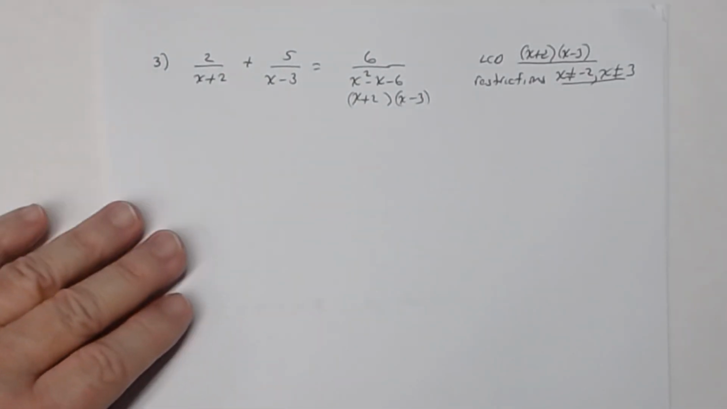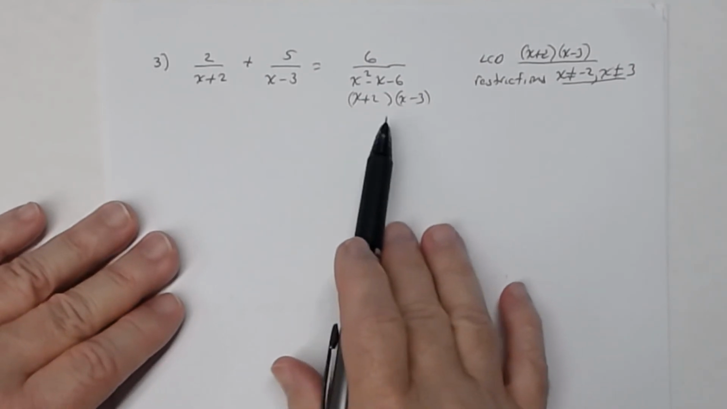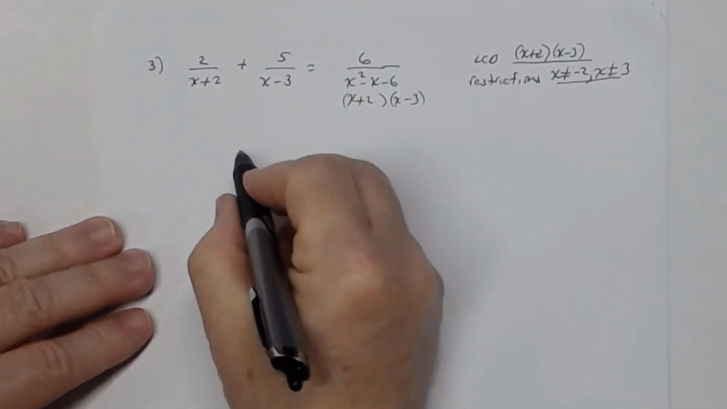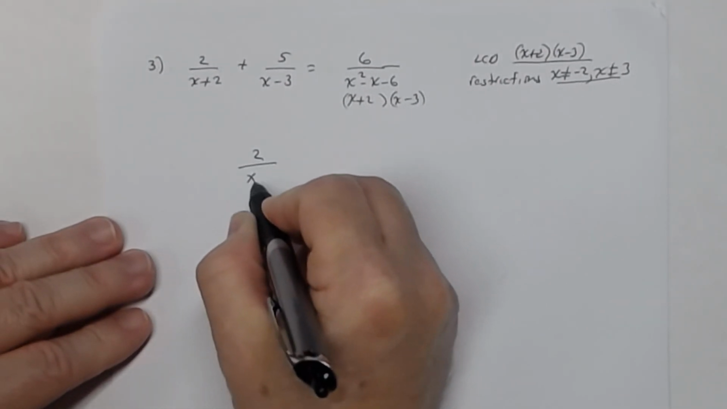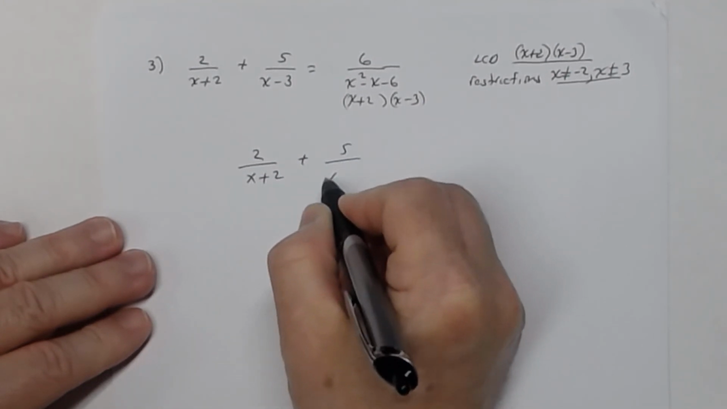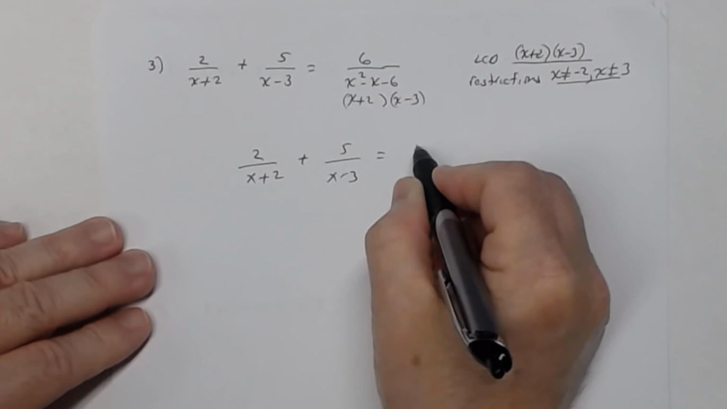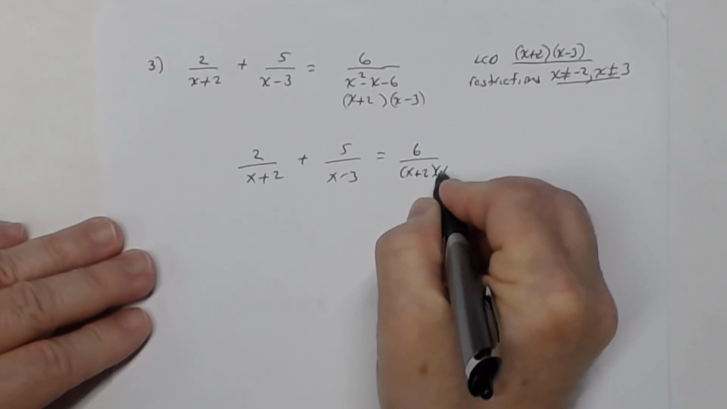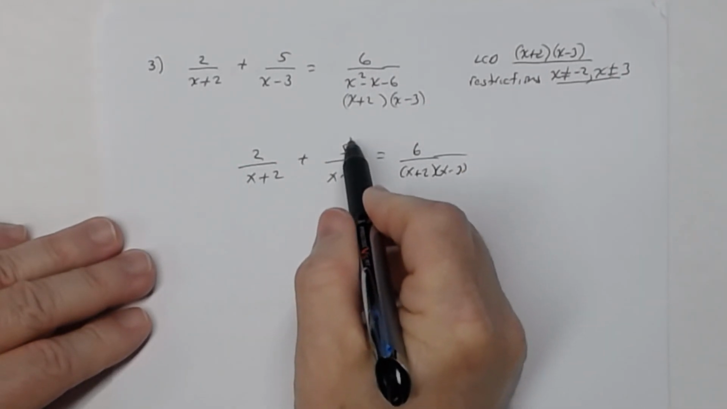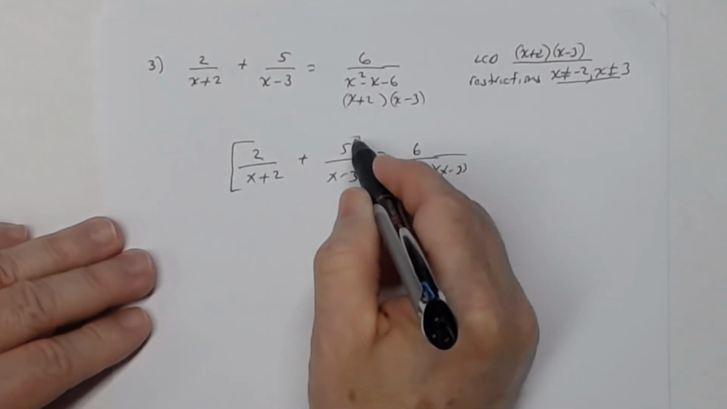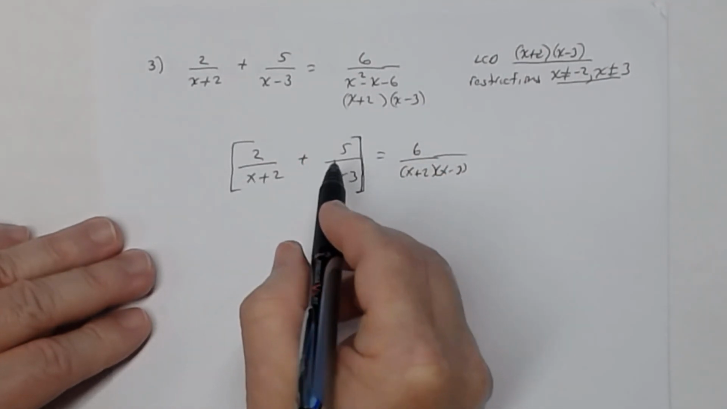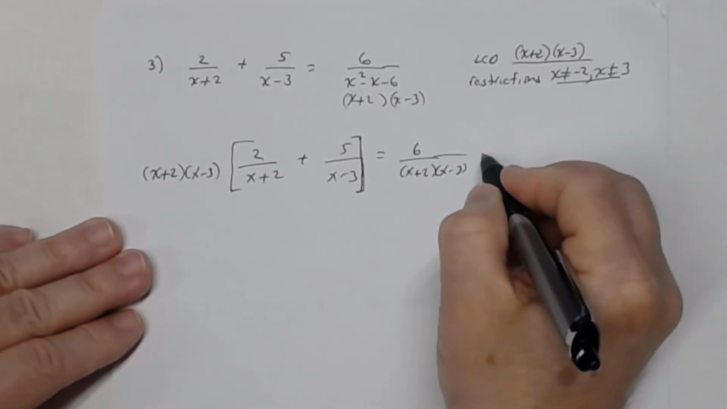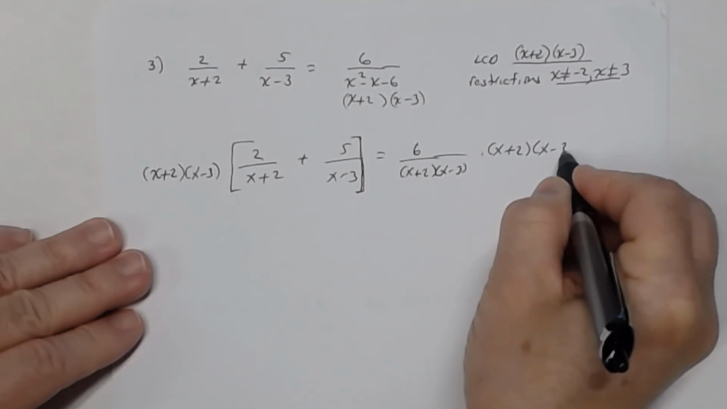Okay, so we're at that point now. So now what we're going to do, just like in the previous problem, is multiply both sides by the least common denominator. So I'm going to go ahead and rewrite this over. So I have 2 divided by x plus 2 plus 5 divided by x minus 3 equals 6 divided by, and I'm going to go ahead and factor this, x plus 2 times x minus 3. Okay, so now I'm going to enclose this in brackets just like I did the previous problem. And I'm going to multiply both sides by the least common denominator. So the least common denominator is x plus 2 times x minus 3.